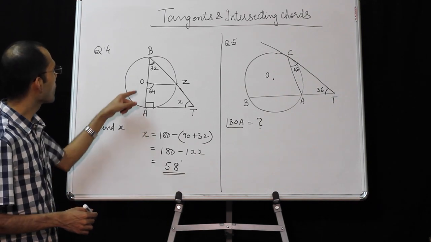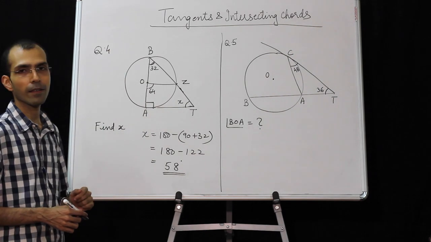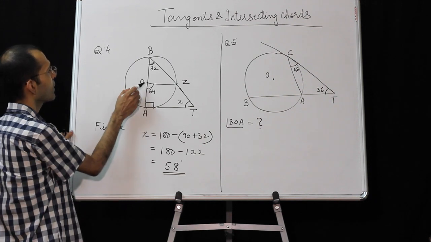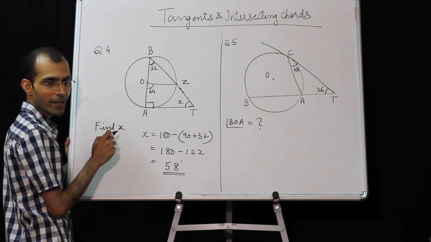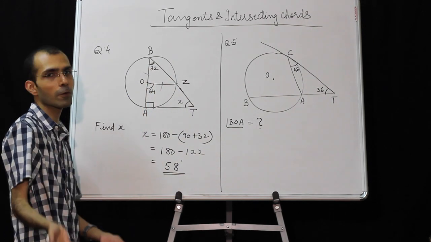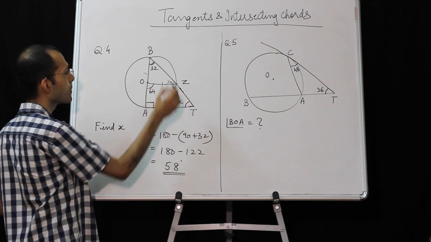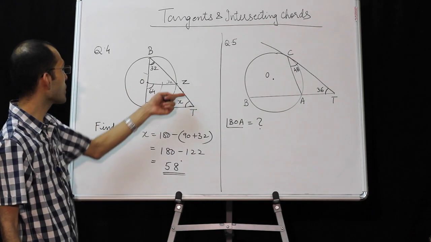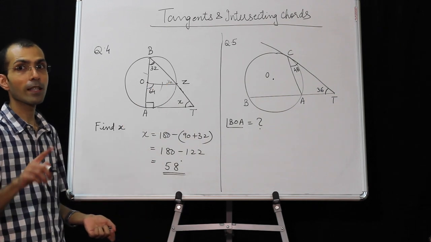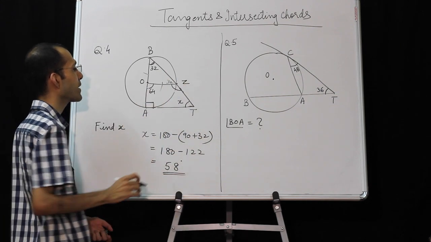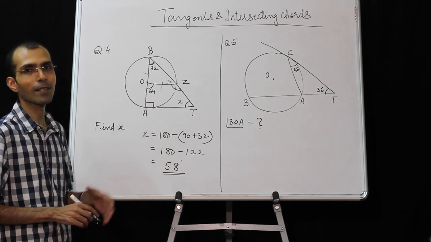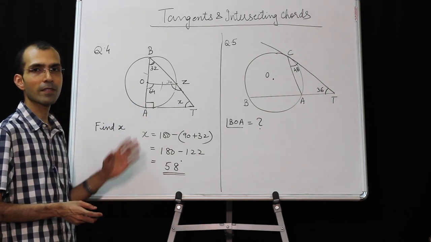How can we slightly modify this sum? We can ask something new. Find angle OZB. How much? 32. OB equals OZ, radii of the same circle. So these two are equal, and naturally angles opposite to equal sides also will be equal. So if this is 32, this also will be 32. If we wish to find angle OZT also, how would we find it? 180 minus 32, linear pair. So this way we can make quite a few modifications to the standard sums. This takes care of question 4.